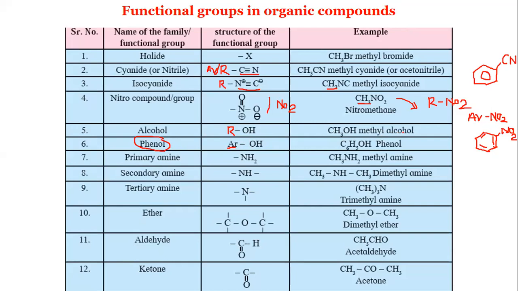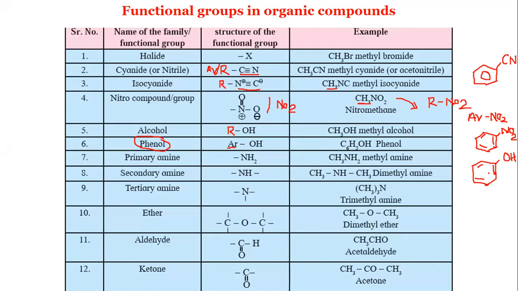I have discussed many examples of these alcohols in the classroom: methyl alcohol, ethyl alcohol, propyl alcohol, butyl alcohol, then pentyl, hexyl, heptyl. We only have to increase the carbons, so the name will change. But when this OH group is attached to the benzene, it is not alcohol, it is called phenol. See, this is the benzene, and when this OH is attached to the benzene ring or aromatic ring, it becomes phenol.